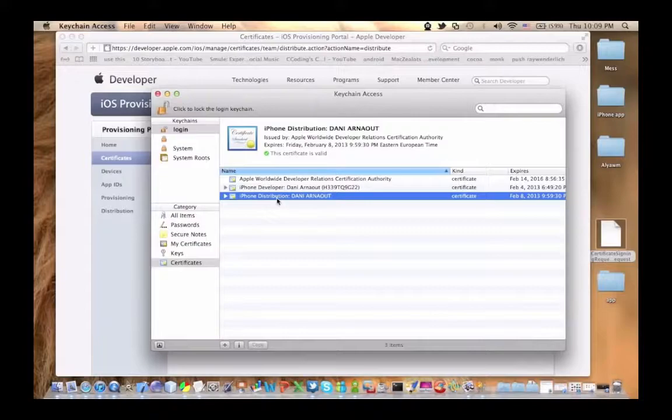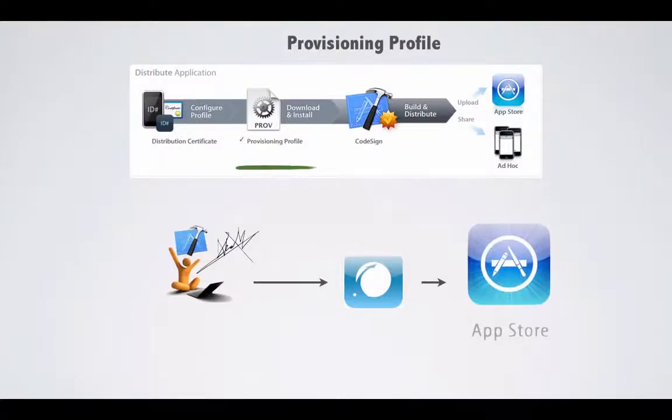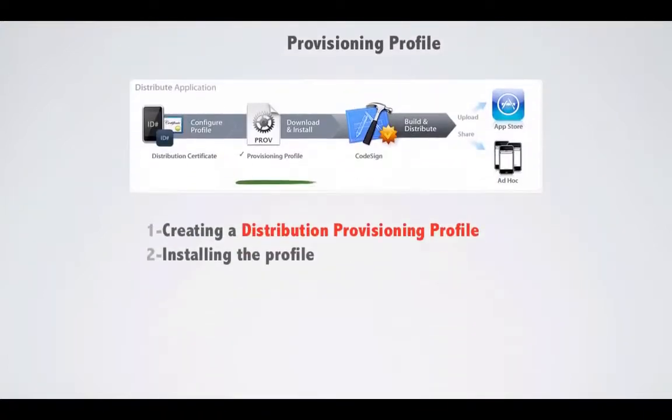Now let's move to the second part, which is the provisioning profile. The distribution provisioning profile will allow us to, let's say, sign the app. We, as developers, will be signing the app and uploading it to the App Store and saying that this app was created by me and I want to upload it to the App Store. So here's how to do the provisioning profile.